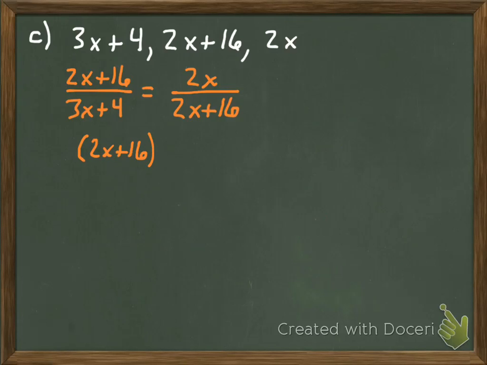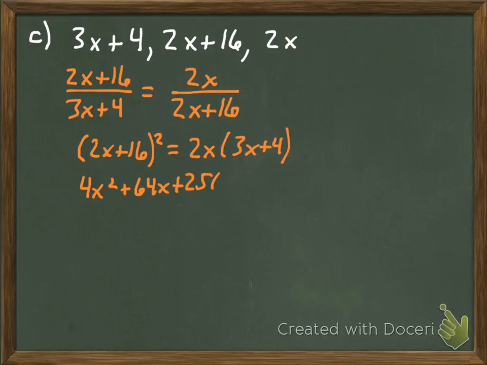All right, so here's the work then. We're going to end up with (2x plus 16) squared whenever we multiply those two things together, the extremes. Then we multiply the means, 2x and 3x plus 4. We're going to set those things equal to one another. Now, to square 2x plus 16, we're going to end up with 4x squared plus 64x plus 256. And that'll equal 6x squared plus 8x.